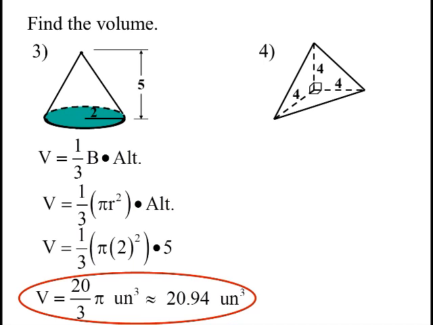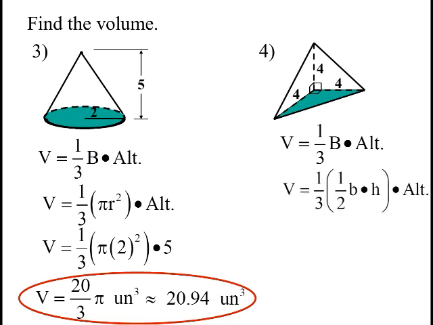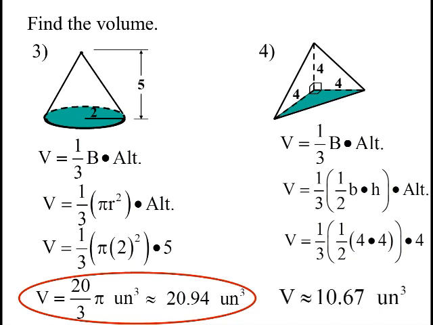For the next one, it looks like that's a triangular pyramid, so you're going to use half the base times the height to find the area of the base. Your base and height are both 4, and the altitude is 4. So this is going to come out to be about 10.67 cubic units.